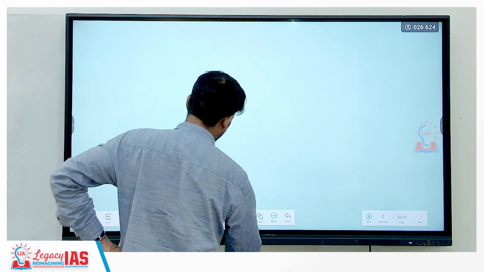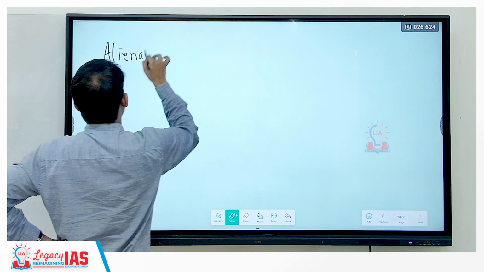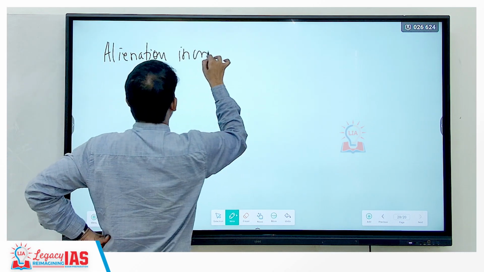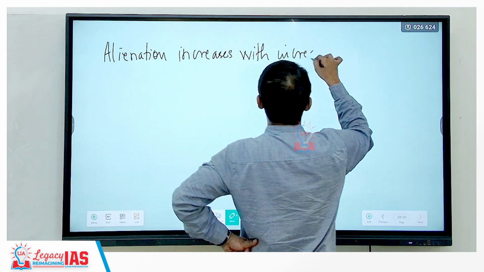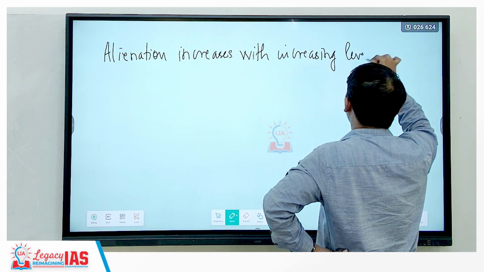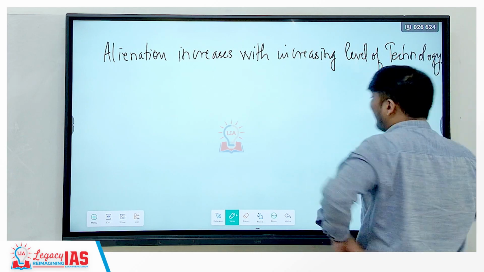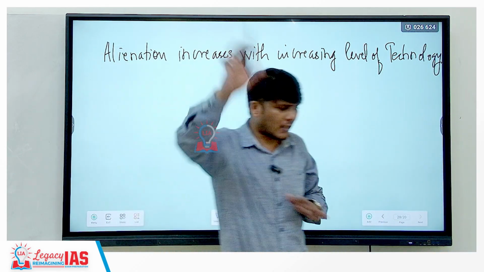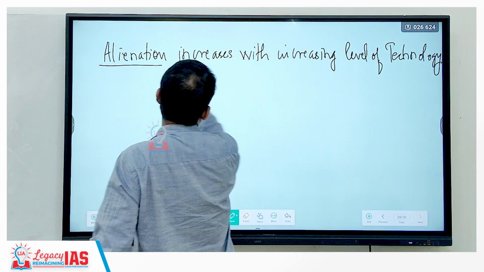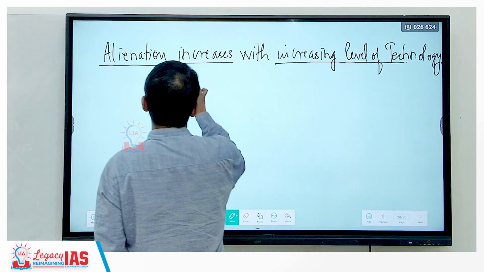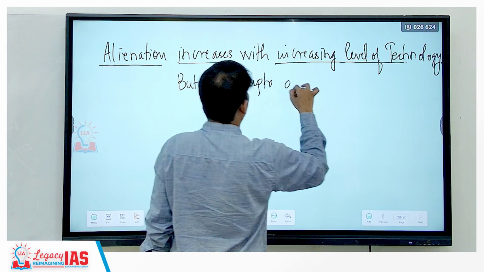So he says that alienation increases with increasing level of technology. But is this going to continue forever, till eternity, as it keeps on increasing? No. Alienation increases with increasing level of technology, but only up to a level.